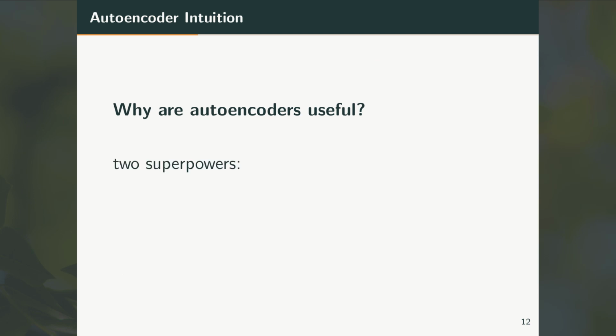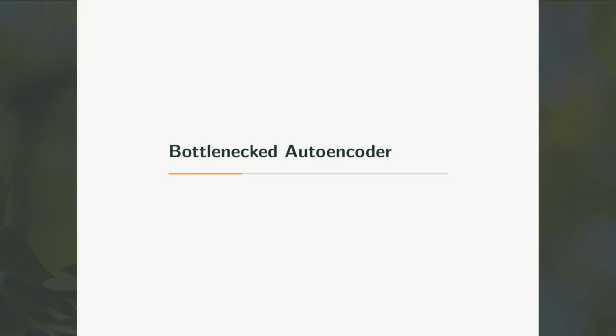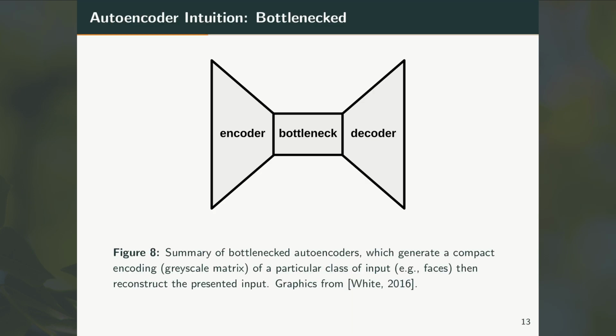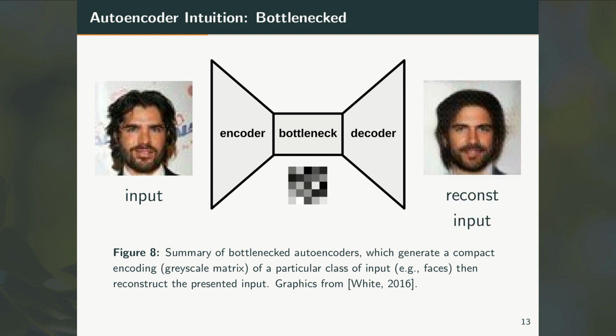Well, there's kind of two superpowers here. Autoencoders can compress input that you give them, and they can also remove noise from that input. And so there's two types of autoencoders, each specialized on one of these tasks, and we'll talk about each of them in turn. So first, the bottlenecked autoencoder. This one is for compression. You take an input, in this case an image, you feed it through the encoder section, you get a bottlenecked representation, a more compact representation of the input, and then the decoder translates that input back into, in this case, a face for you.